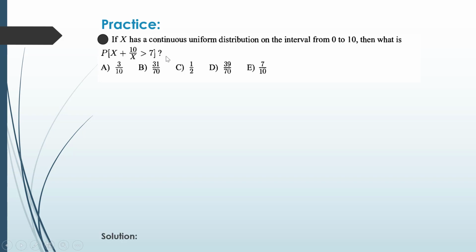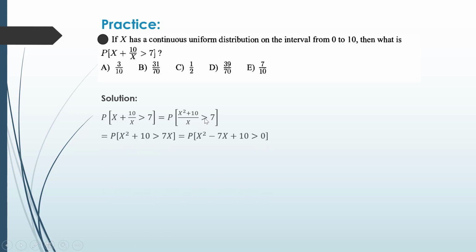So we have the probability that X, and one thing you notice is that X here is positive. So the probability that (X plus 10 over X) is greater than 7 is the probability that (X squared plus 10) over X is greater than 7. Because X is distributed from 0 to 10, X is positive. So when you multiply both sides by X, the inequality remains the same. So this becomes the probability that X squared plus 10 is greater than 7X.